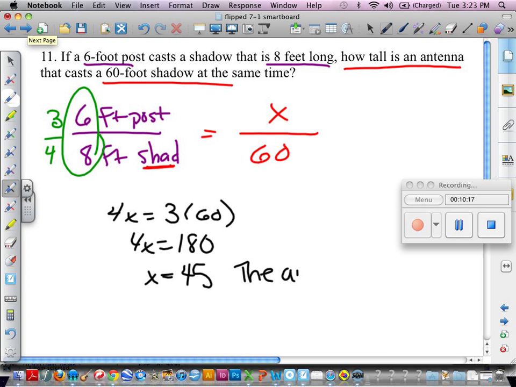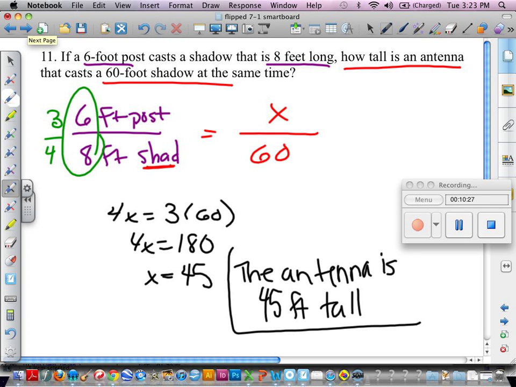The antenna is 45 feet tall. We need to be better in our word problems here. 45 feet tall really is not enough. We need to let everybody know that the antenna is 45 feet tall. We're working on communicating our mathematics in this class, not only being able to solve problems.